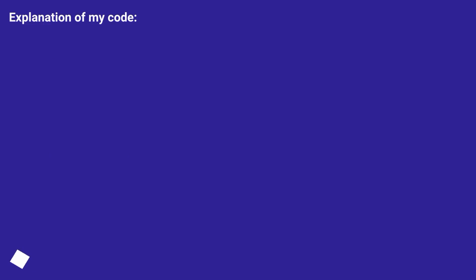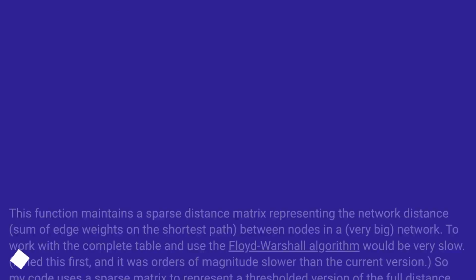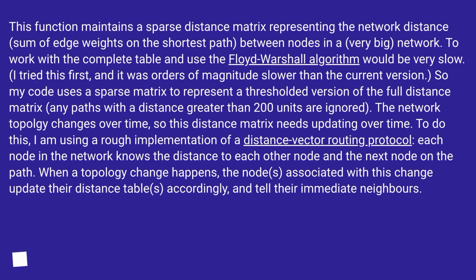Explanation of my code. This function maintains a sparse distance matrix representing the network distance, sum of edge weights on the shortest path, between nodes in a very big network.